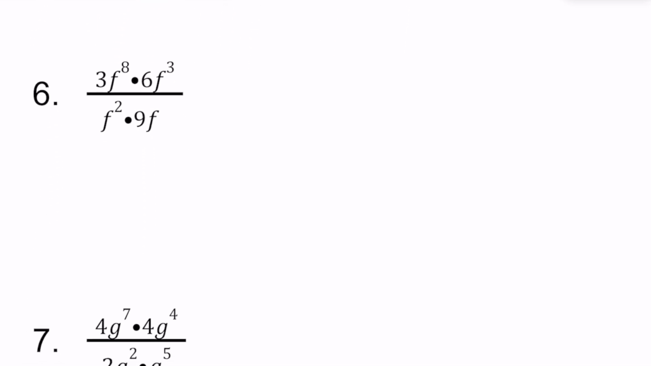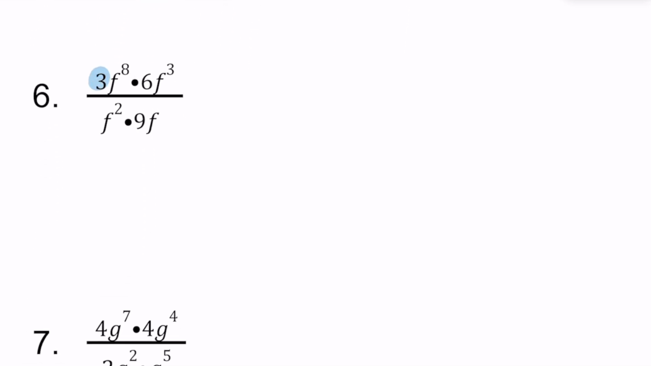Here's number 6. So for this one, our coefficients are 3, 6, 9. Don't forget there's also this kind of 1 hanging out here. We just don't write it, but just know that it is there. All right, so let's deal with these coefficients first, just like we've been doing. On top, 3 times 6 is going to be 18, so it's going to put an 18 up here. On bottom, 1 times 9 is going to be 9.